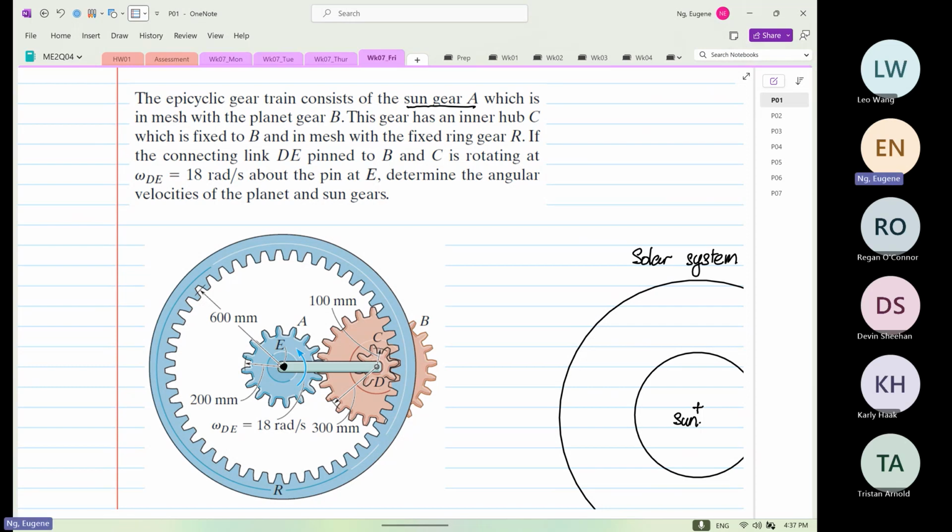Which is meshed with the planet gear B. So this is planet gear B, as you can see, and in mesh with a ring gear R. So this is our ring gear R. The connecting rod DE, pinned to B and C, is rotating at omega DE equal to 18 radians per second. So this is our point D, and this is our point E. This is what we term our connecting link.